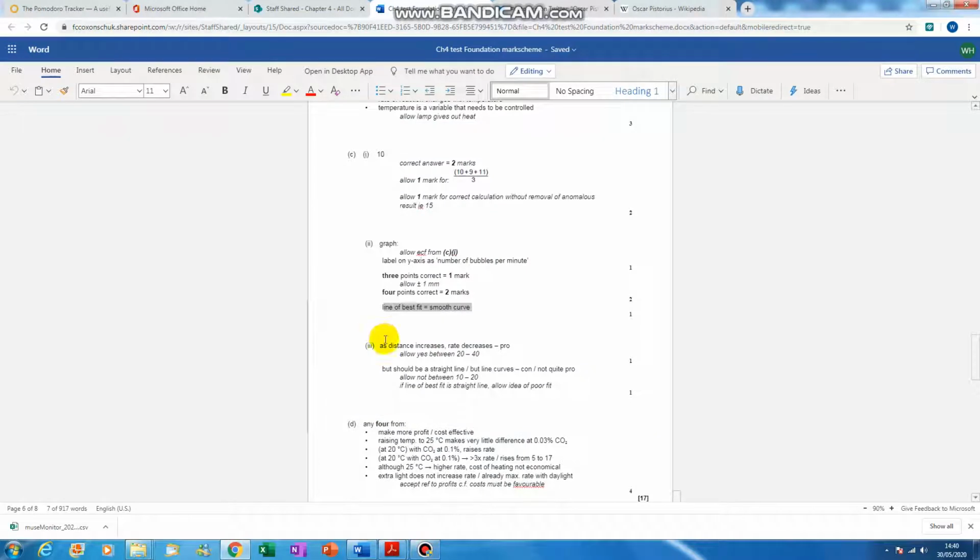The last parts, so as distance increases, the rate decreases between 20 and 40, and essentially it's less clear between 10 and 20. It's a little bit straighter than an inversely proportional relationship would suggest.